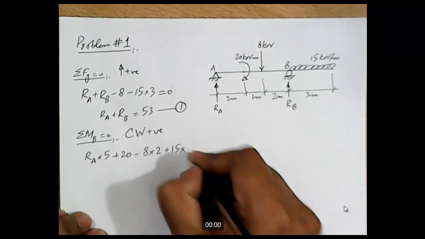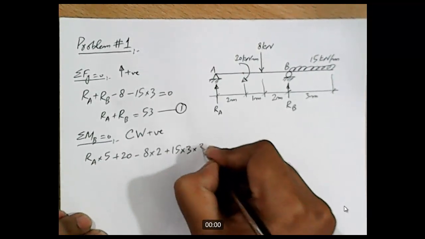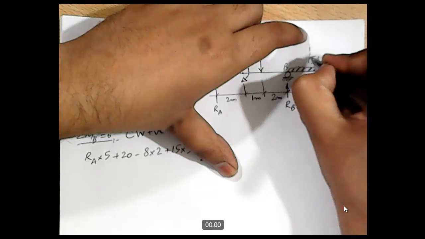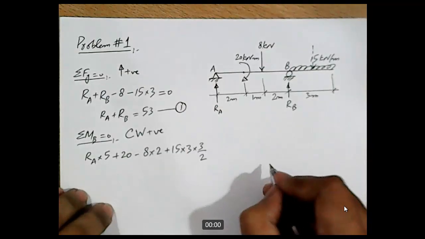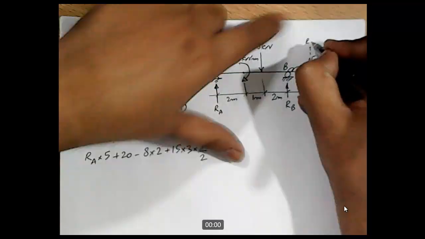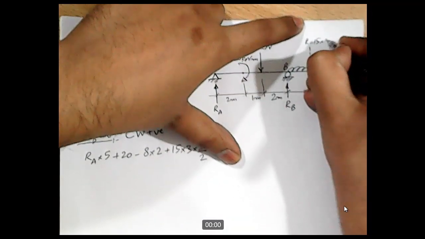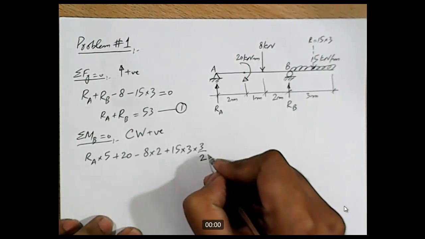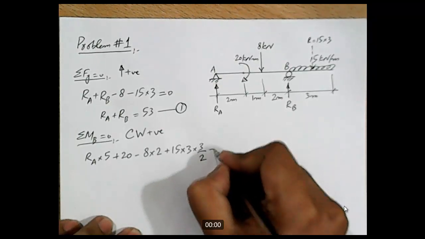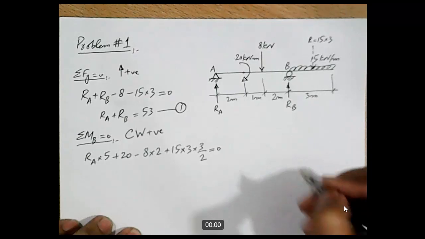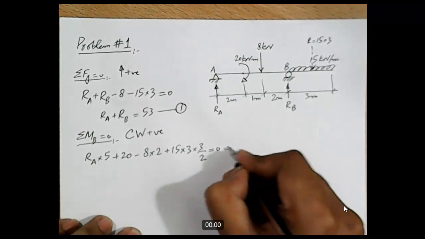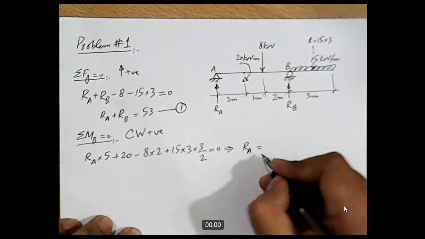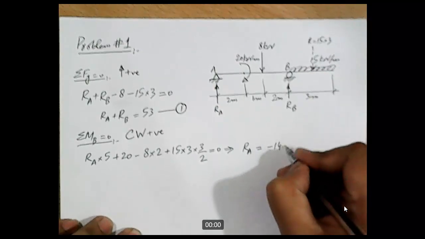15 into 3 is the magnitude of the resultant, and 3 by 2 is the lever arm, because the resultant will be acting at the center, something like this. This is the resultant, and it will be 15 into 3. Do we have any other force producing moment about point B? I think not. So let's put it equal to 0. Now, in this equation we have only one unknown, so we can calculate RA. RA comes out to be minus 14.3 kilonewton.